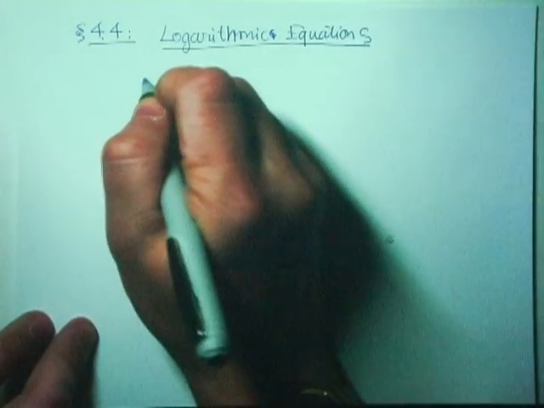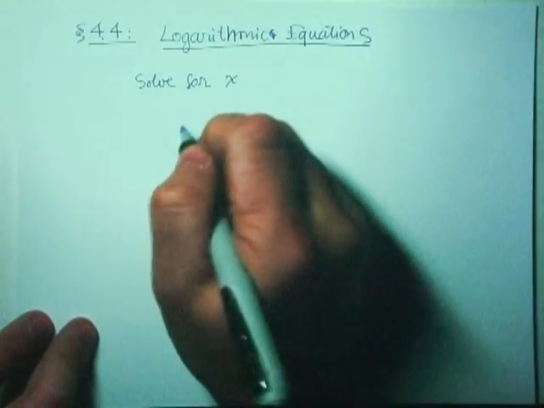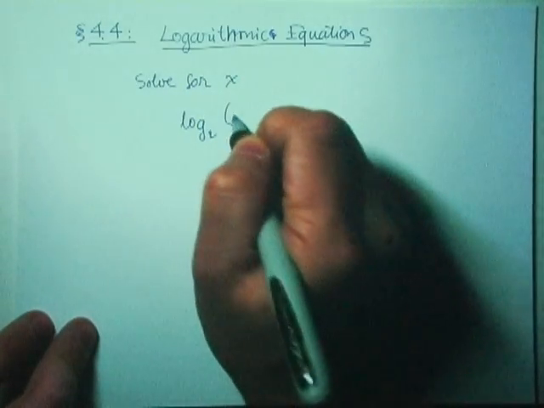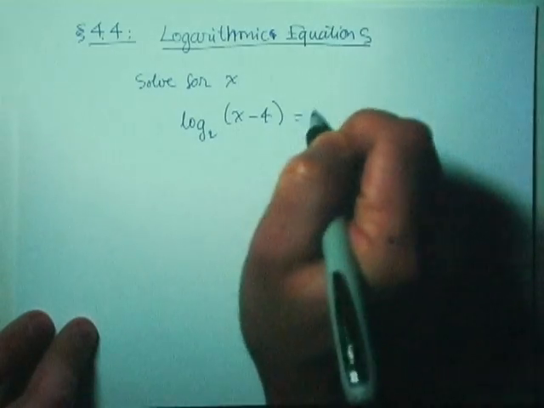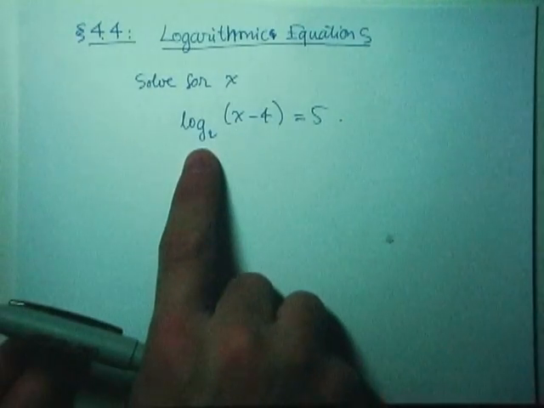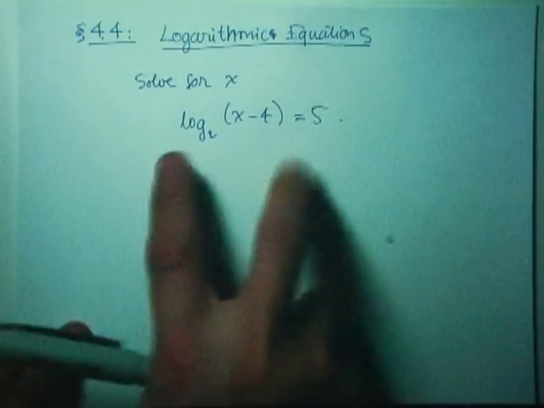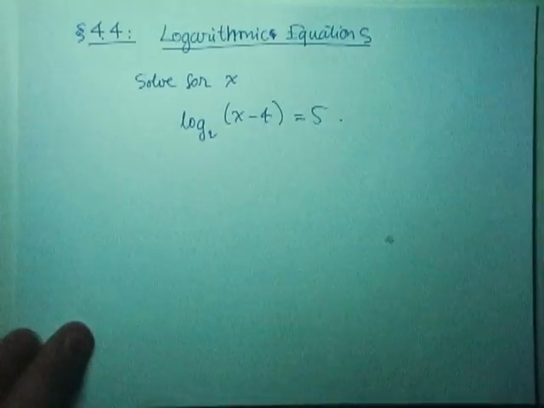We're trying to solve for x. How would we solve something like this for x? Say log base 2 of x minus 4 equals 5 or something like that. The point now is that these equations involve logarithm functions, logarithm terms, and we would like to solve for x that satisfies the left-hand side equals the right-hand side.